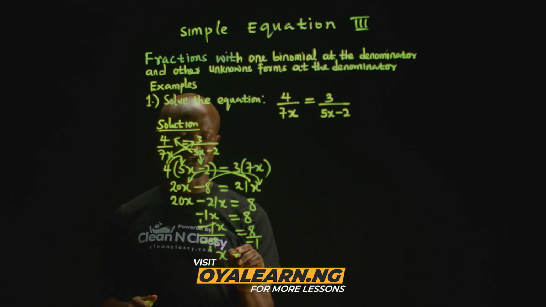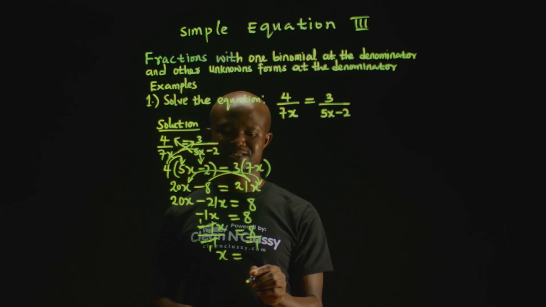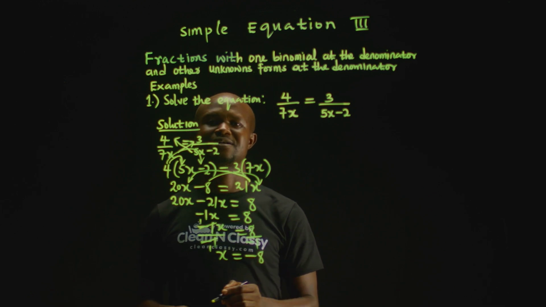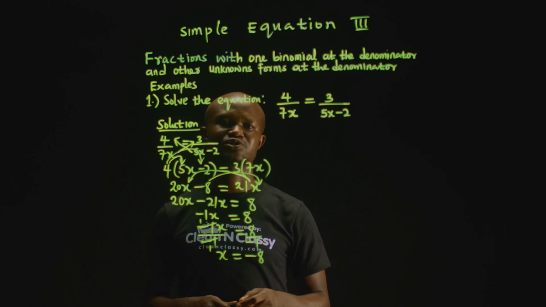So we have x equals what? 8 divided by 1, that is 8. So 8 divided by minus 1 will give us minus 8. Hence, the solution to this equation is x equals minus 8.